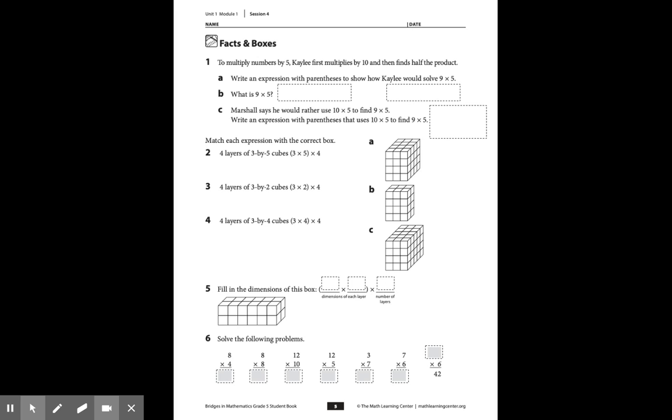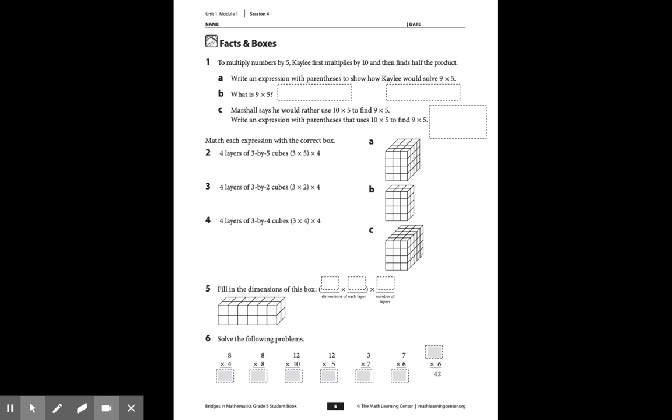Write an expression with parentheses to show how Kaylee would solve 9 by 5, or 9 times 5. Well, what is 9 by 5? When you go across to 9 and move your other array side to 5, it's like having 9 in a row, but then it's 5 high. Marshall says he'd rather use 10 times 5 to find 9 times 5, because 10 times 5 is 50, that's friendly. 9 times 5 would be taking away a 5. So how would you show that?